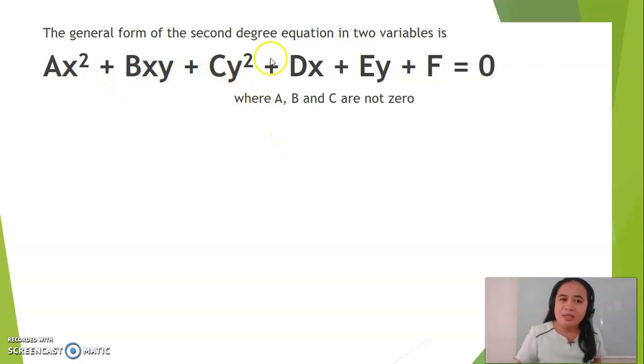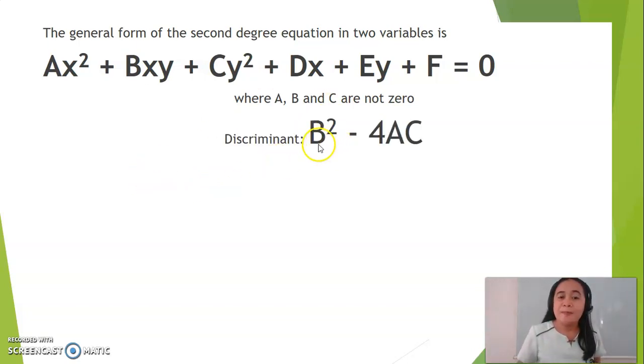Now, if you're given a second-degree equation, how will you know what conic it represents? One way is we can make use of the discriminant, which is given as b squared minus 4ac, where b is the coefficient of the xy term, a is the coefficient of the x squared term, while c is the coefficient of the y squared term.